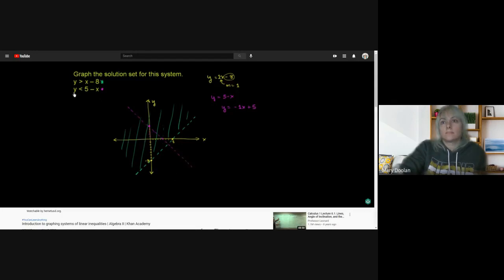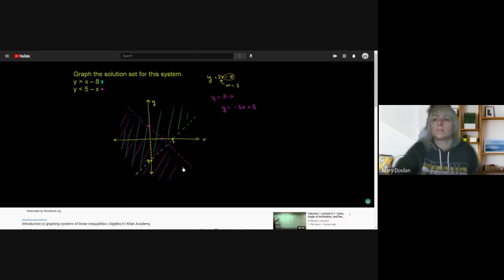And I'm doing a dotted line because it says y is less than 5 minus x. If it was y is equal to 5 minus x, I would have included the line. If it was y is less than or equal to 5 minus x, I also would have made this line solid. But it's only less than. So for any x value, 5 minus x will sit on that boundary line. But we care about the y values that are less than that. So we want everything that is below the line.